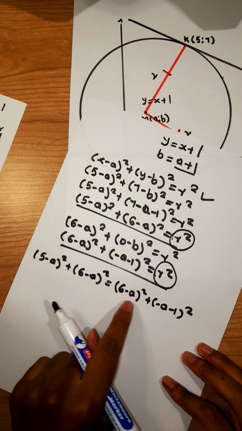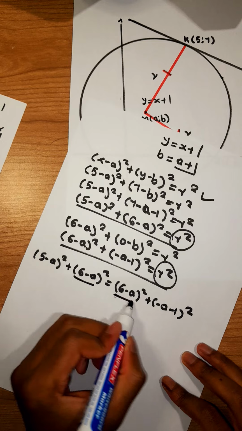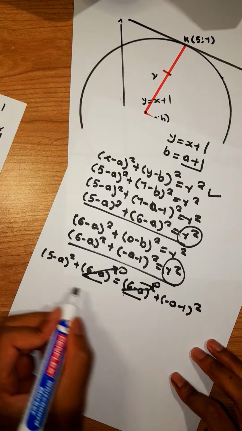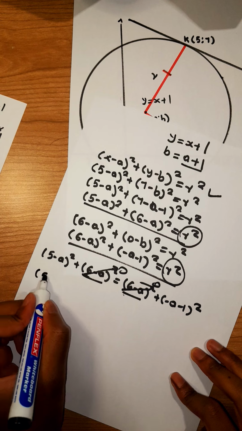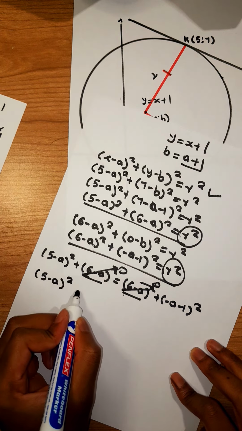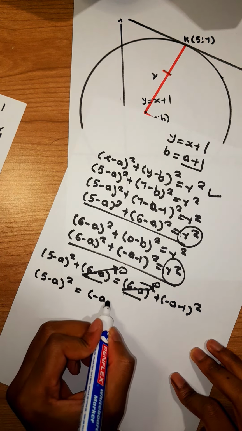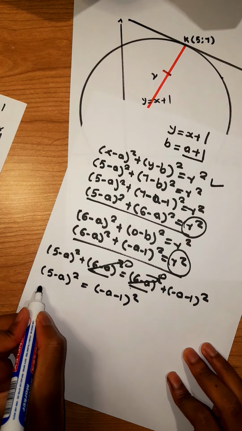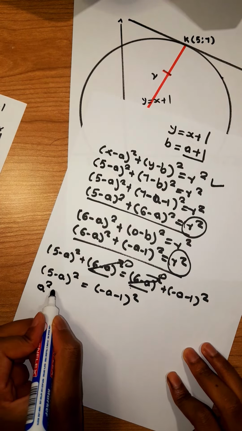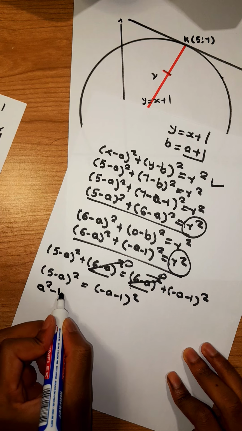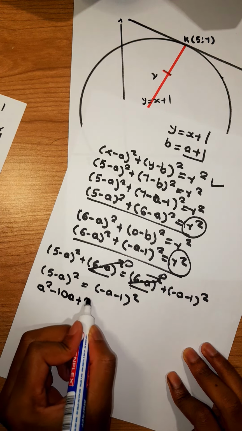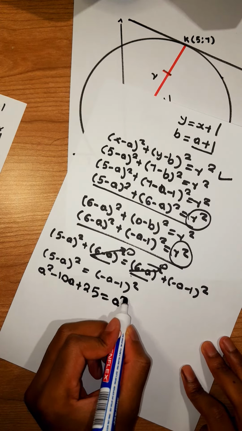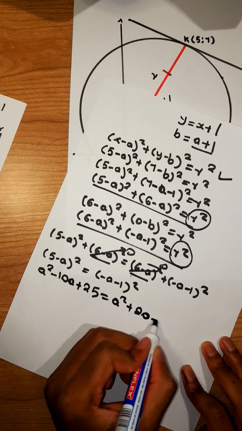Now let's look at 6 minus a. You see these two are the same, so I'm just going to cancel them out. They're going to equal 0. So I'm left with 5 minus a squared equals minus a minus 1 squared. So I just need to expand this. I know I'm going to have a squared minus 10a plus 25. I've just expanded this. And then on the other side, I'm going to have a squared plus 2a plus 1.